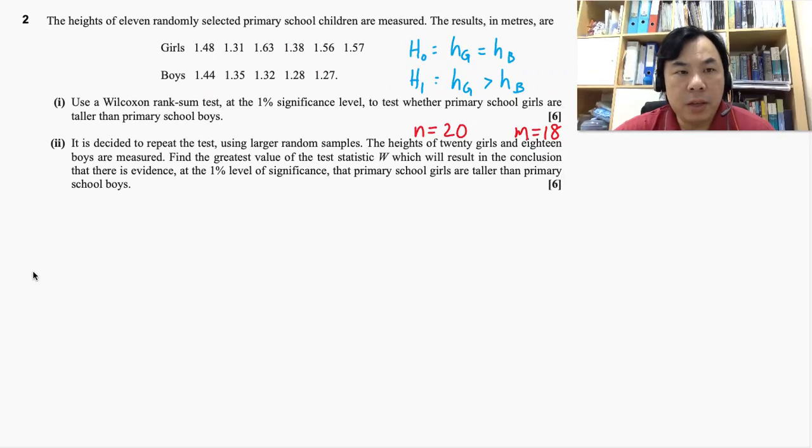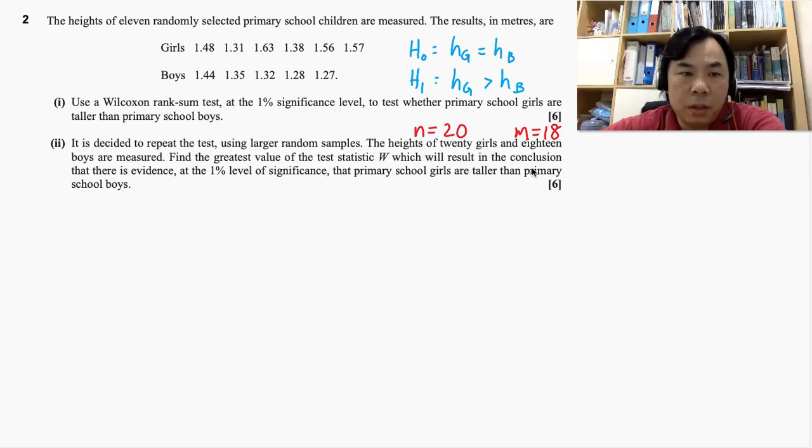Right, let's take a look at the second section of this second question. It is decided to repeat the test using larger random samples. The heights of 20 girls and 18 boys are measured. Now find the greatest value of test statistic W which will result in the conclusion that there is evidence at 1% significance to suggest that the primary school girls are taller than the primary school boys. Here we know the sample size for the larger sample, the primary school girls, is n equal to 20. For the school boys we have a sample of 18, so we'll label that m equal to 18.